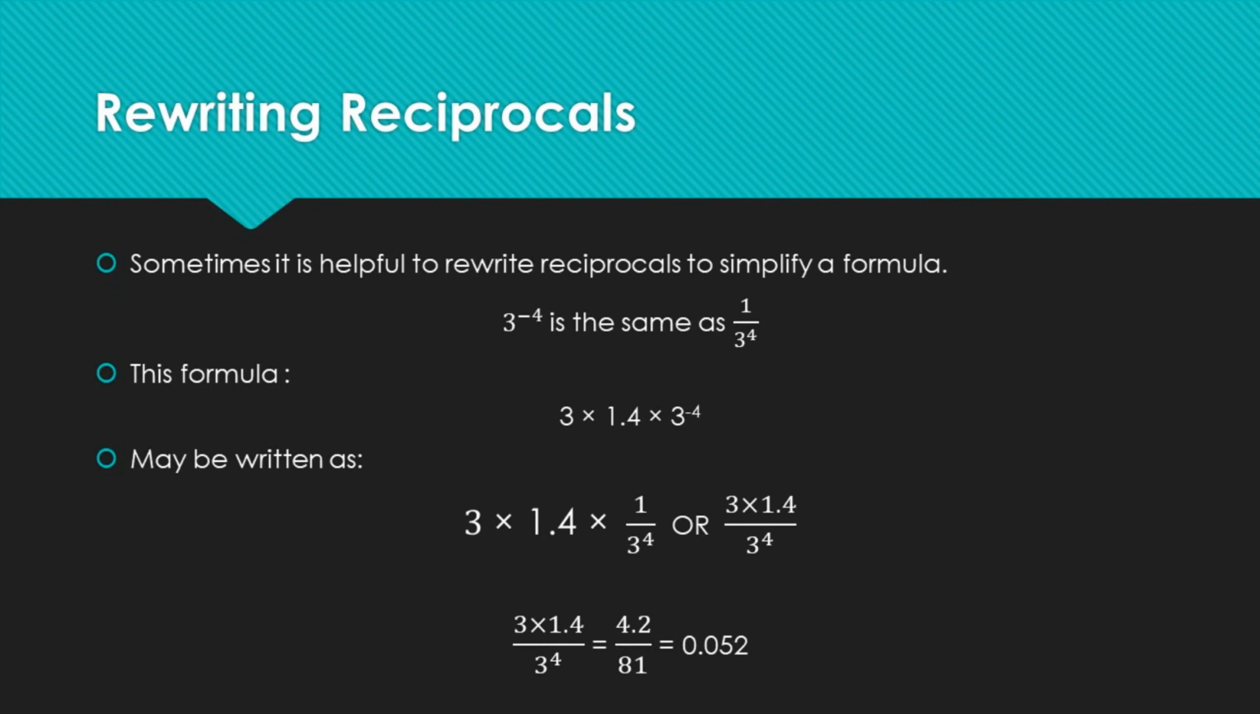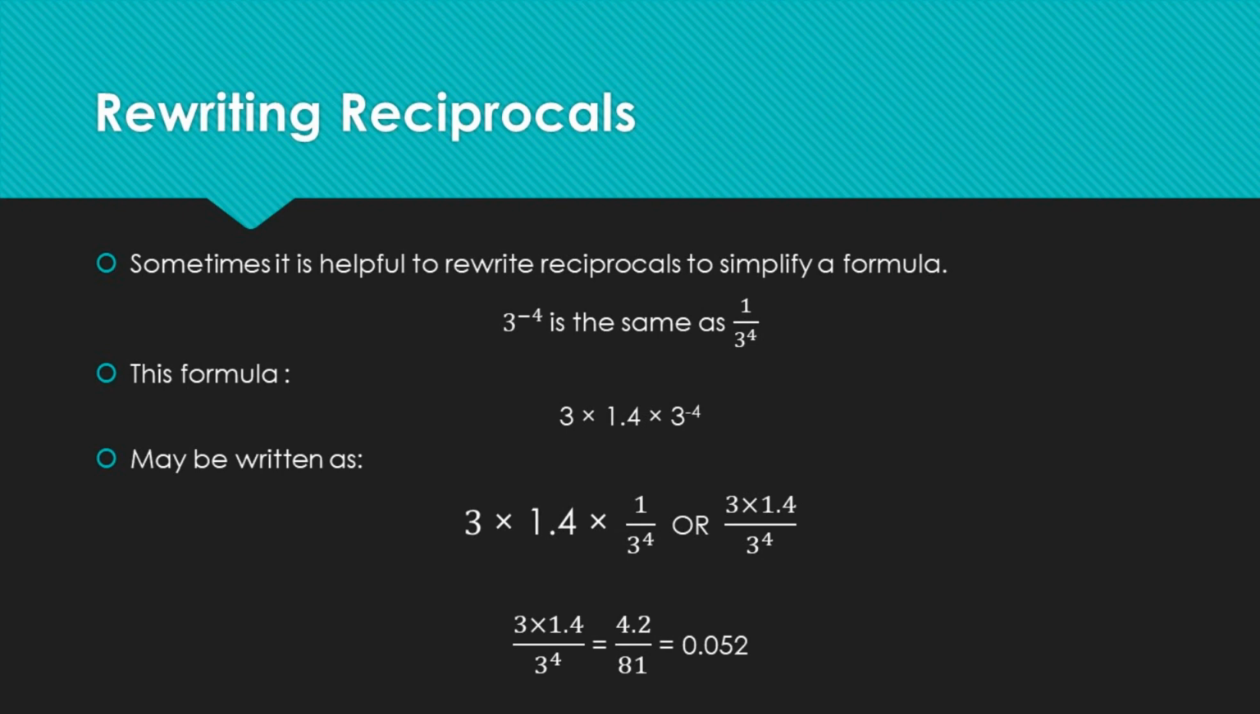Now that we have an idea of what reciprocals are, we can put that knowledge to good use. It can be helpful to rewrite negative exponents in their reciprocal form to make a formula easier to understand. Consider 3 raised to the negative fourth power. That is the same as writing 1 over 3 raised to the fourth power.